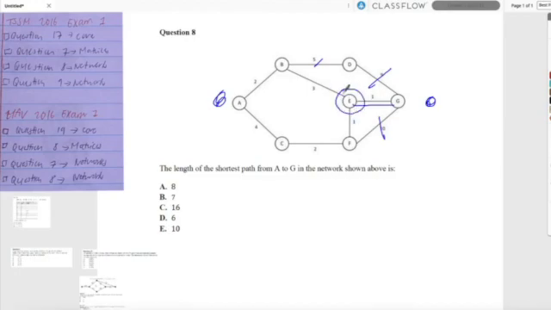So to get to E, what's the quickest way to get to E? 4, 6, 7, 2, 3. 2, 3 is definitely quickest. So it's actually 6. The length of the shortest path from A to G: 2, 3 is 5, 1 is 6. I'm hoping that's right. I think the answer they gave was A.